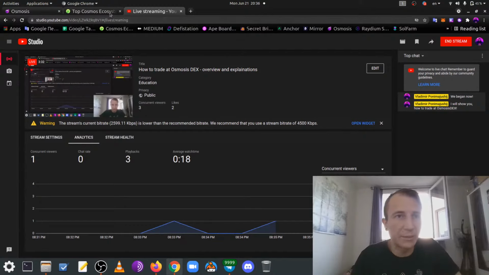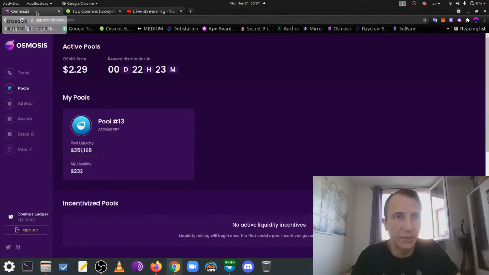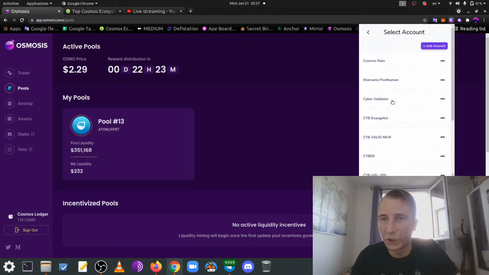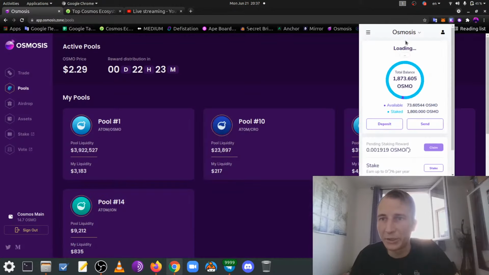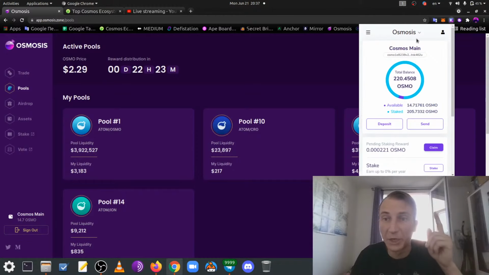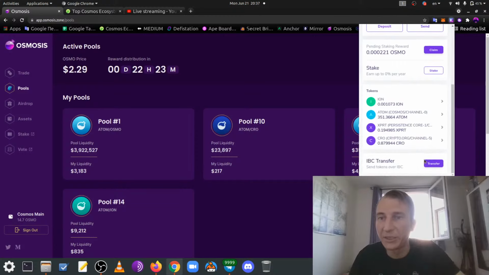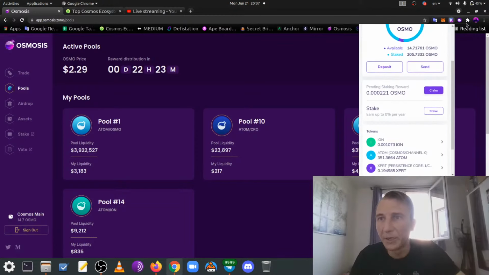So hello friends, now I will show you how to trade at Osmosis DEX. At first I hope that all of you have Keplr Extension, and in Keplr Extension we can have a lot of accounts. Keplr is an amazing wallet. It's in the best spirit of MetaMask, but it's much better than MetaMask. Why? Because we have IBC transfers in Keplr.